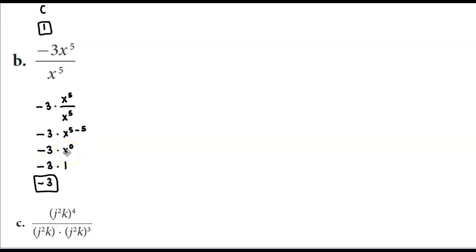Now keep in mind here that the -3 doesn't have the exponent of 0. It's the base of x because 5 minus 5 is 0. So we have -3 times x to the 0 power, and we know that x to the 0 power is 1. So -3 times 1 gives you -3.